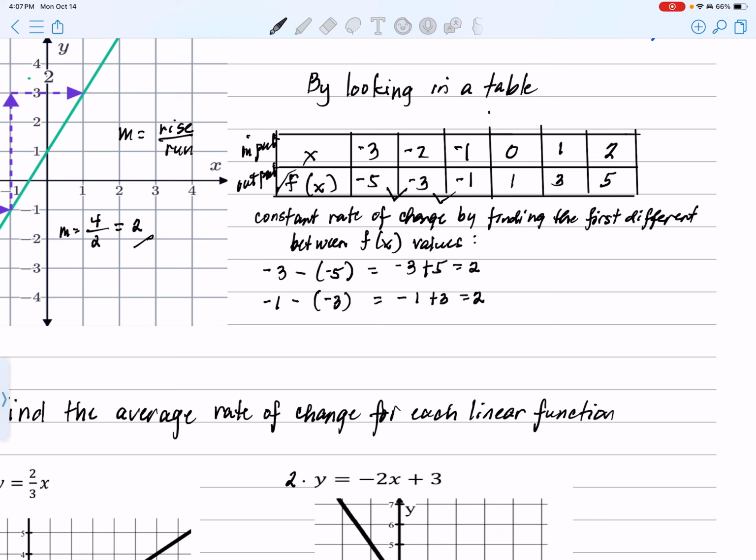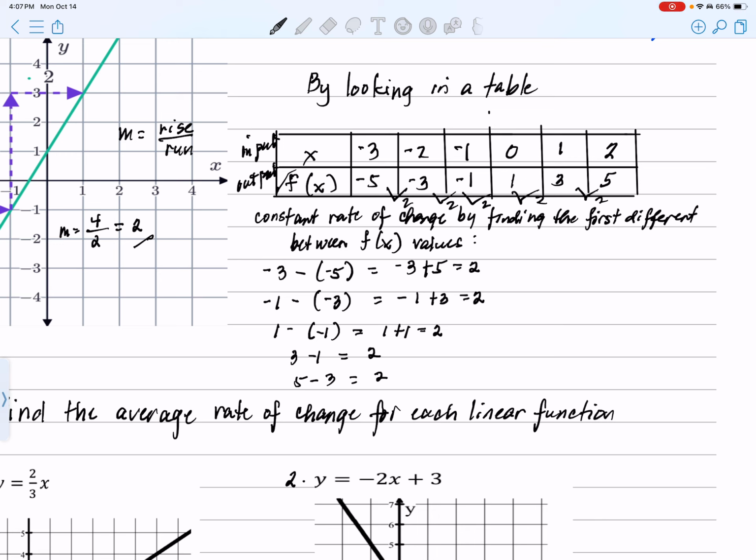How about this interval? I'll have 1 minus -1 equals 1 plus 1. That equals 2. How about this interval right here? So the rate of change is 2, 2. How about this interval? I have 3 minus 1, which equals 2. Still equals 2. How about 5 minus 3? That still equals 2.